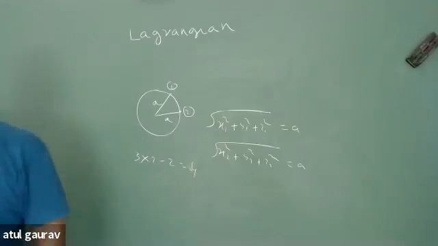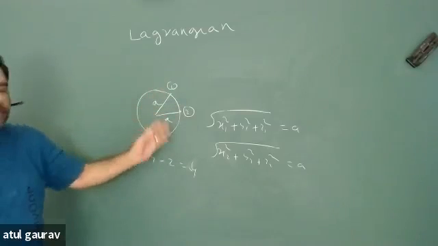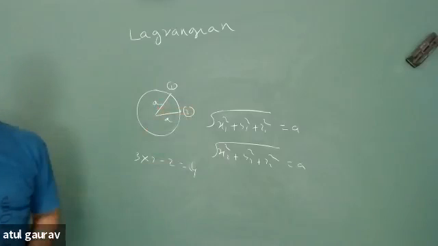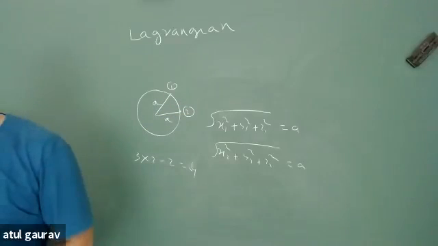And if you go to spherical polar coordinates also, the radius is fixed, theta and phi are varying. So for the first particle, theta and phi are varying. For the second particle, theta and phi are varying. Okay?